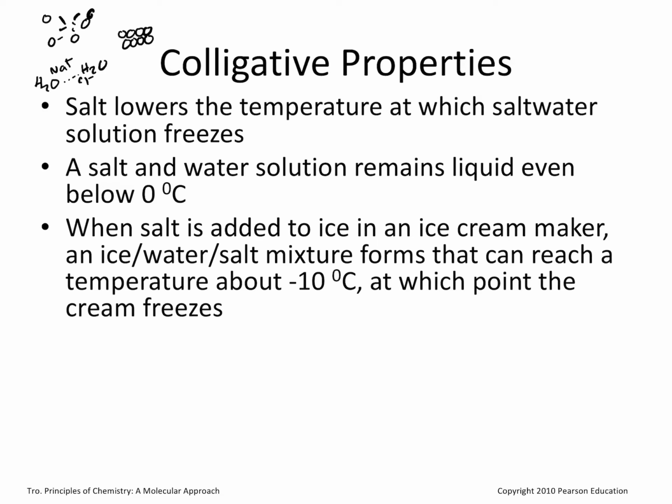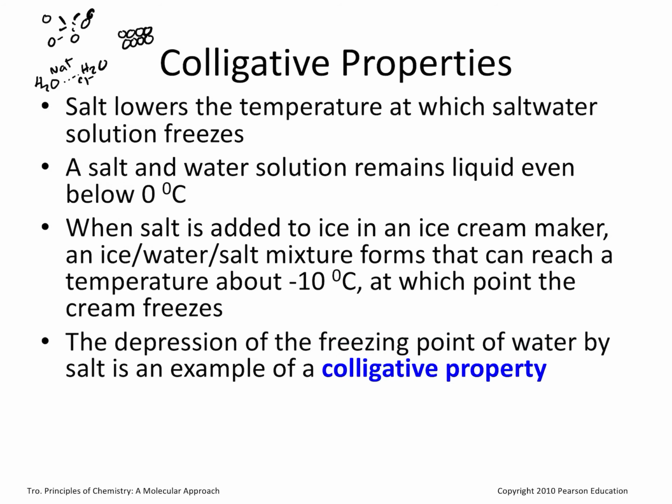When salt is added to ice, in an ice cream maker, for example, an ice-water-salt mixture forms that can reach the temperature about negative 10 degrees Celsius. Then, at that point is when the cream begins to actually freeze. So it's way below 0 because you have this salt in it. Now, this depression of the regular freezing point, since we know the freezing point of water is 0, but since we're adding the substance salt in it, it's causing the freezing point to be lower than 0.